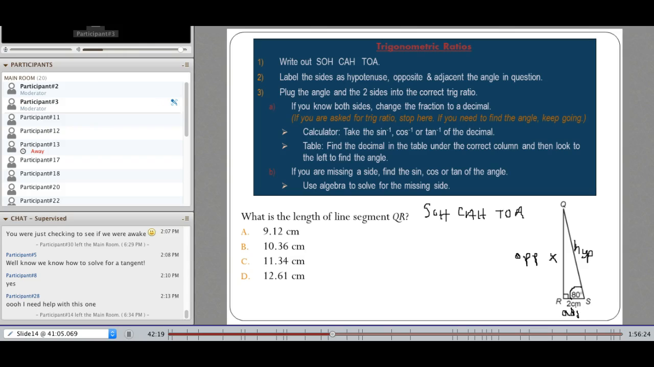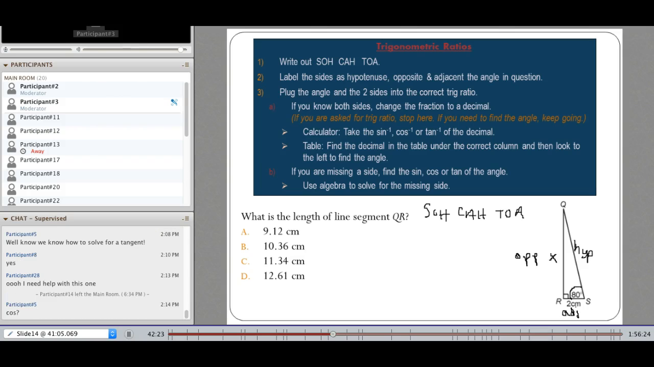Should we use sine, which is opposite over hypotenuse, cosine, which is adjacent over hypotenuse, or tangent, which is opposite over adjacent? Again, we have the adjacent side and we're looking for the opposite side. So really, we shouldn't be worrying about the hypotenuse at all, right? Good, so Helena wrote TOA in the chat box, and that is exactly what we should use. We should use the tangent.